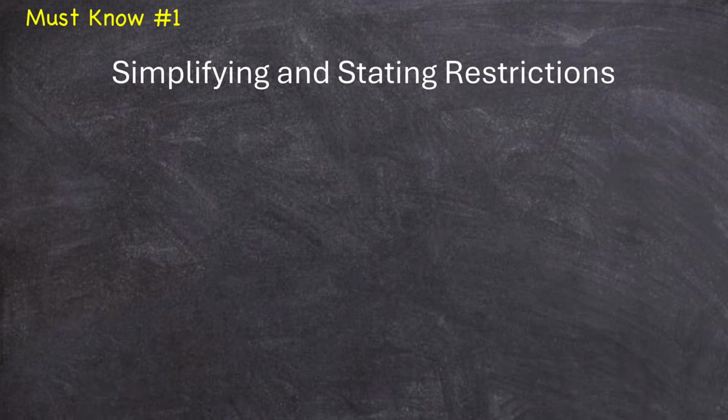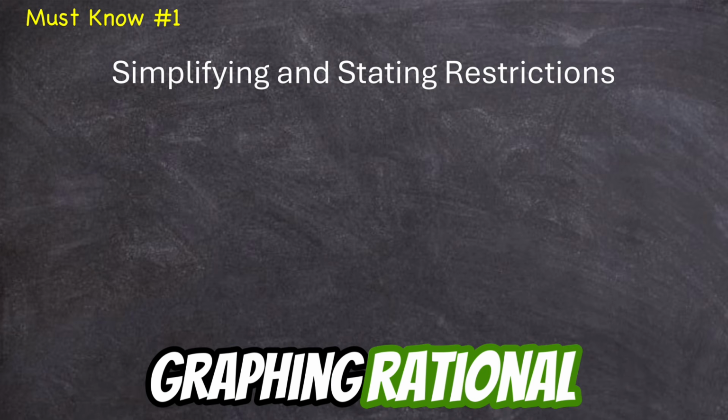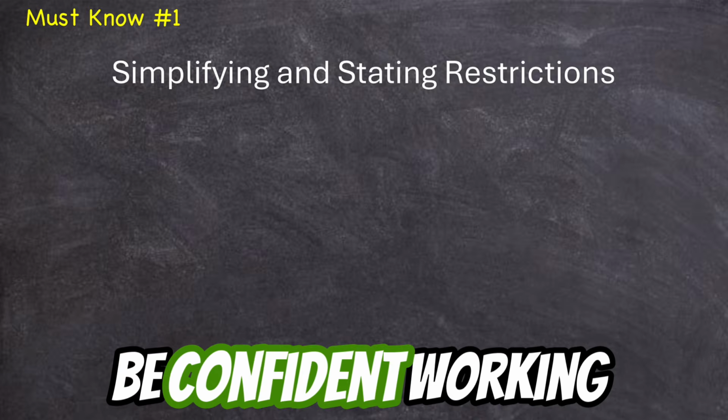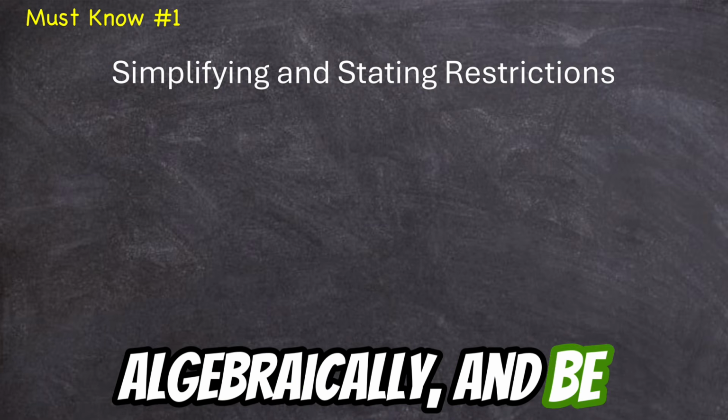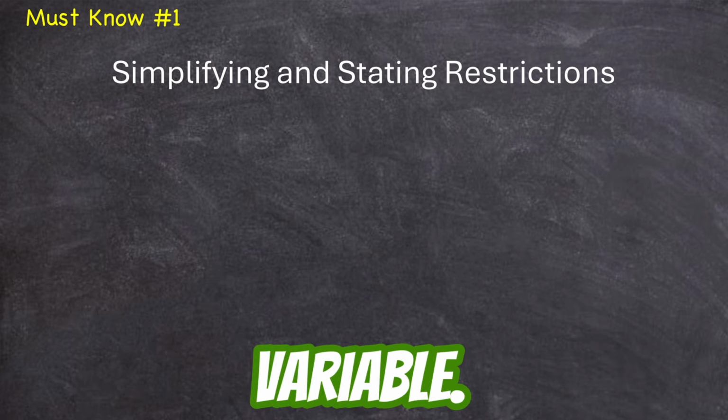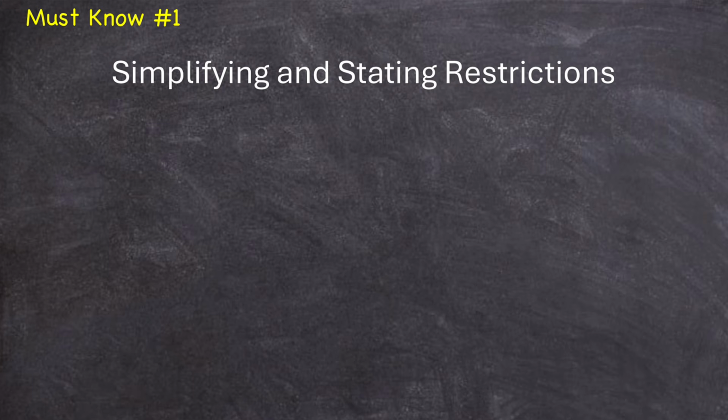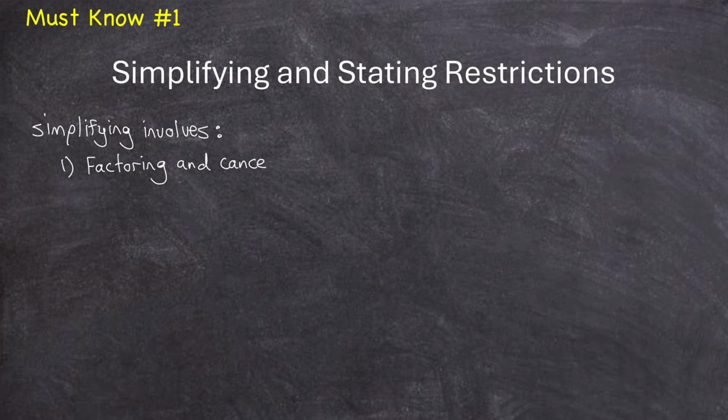Must know number 1, simplifying and stating restrictions. Before we can start graphing rational functions, you have to be confident working with them algebraically and being able to simplify them and state any restrictions on the variable. And when we do this simplifying process, we're going to follow 2 steps. Step 1 is to factor the expressions that are in the numerator and denominator and then cancel any common factors. And then step 2 is to state any restrictions on the variable.